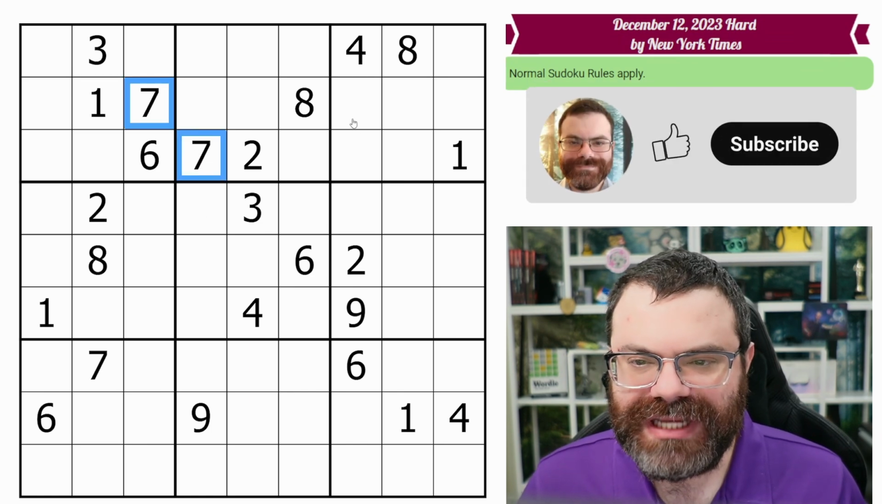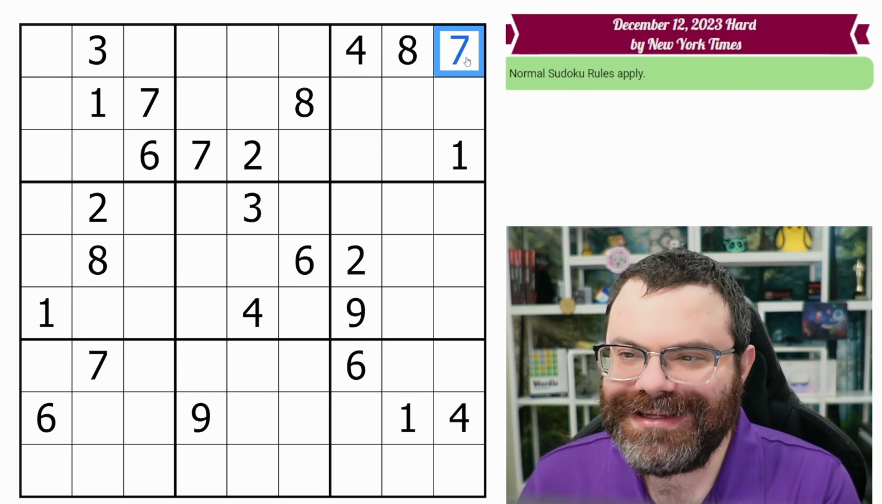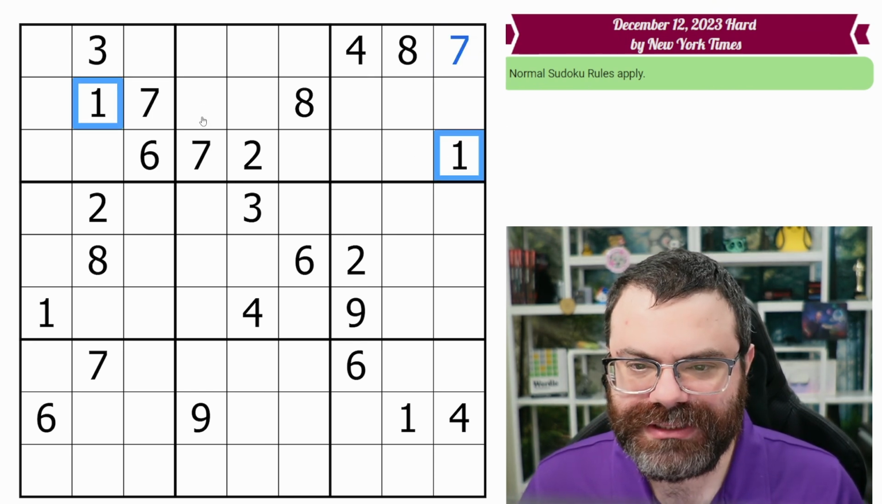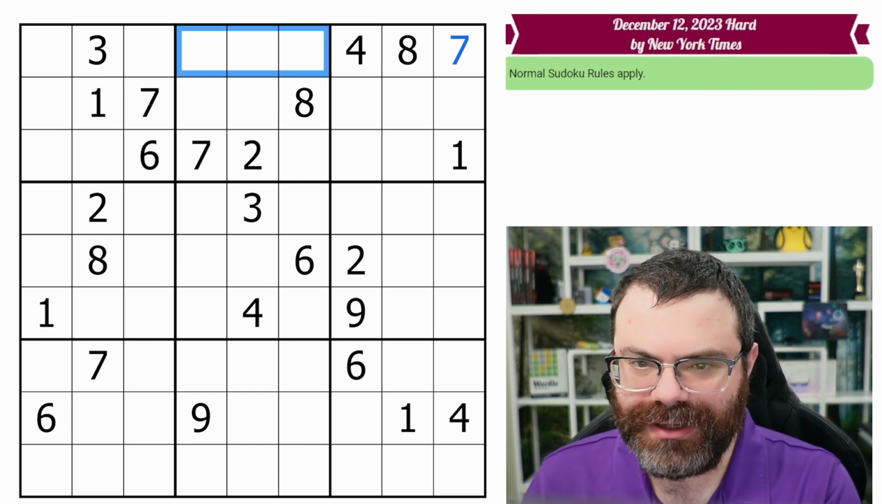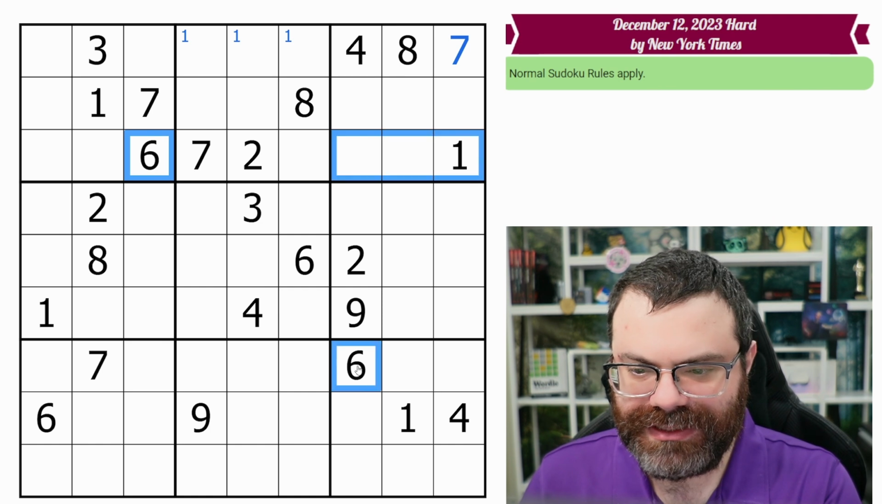All right, we have these two sevens looking into this box. That does place, ooh, that's not the button I wanted. That does place a 7 right there. Two ones looking into this box. What's a 1 somewhere up here? Let's see. Sixes. This 6 and this 6 look in.